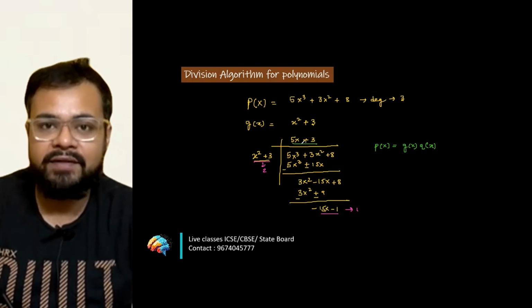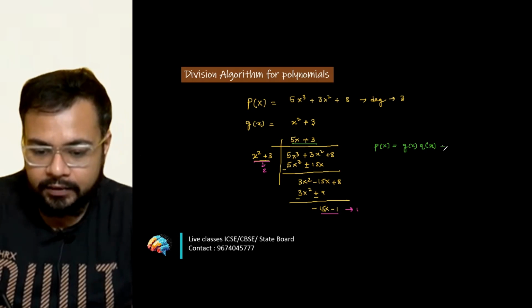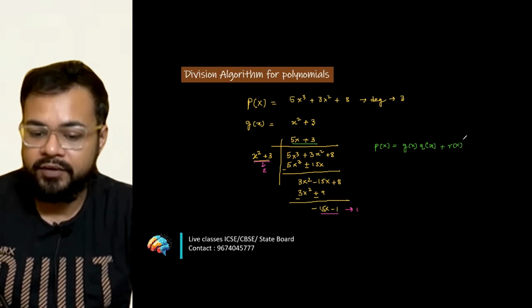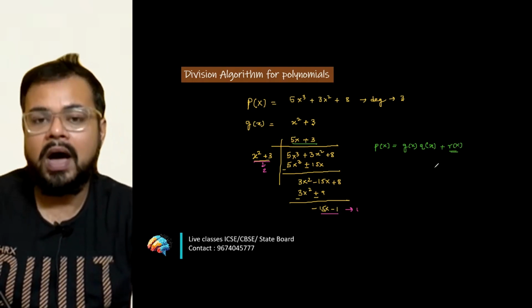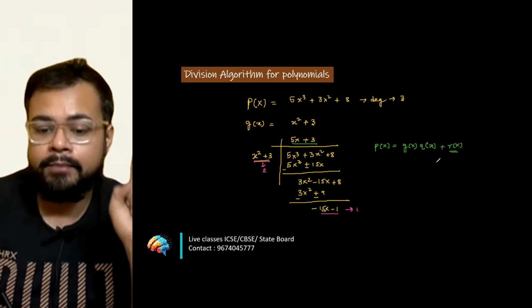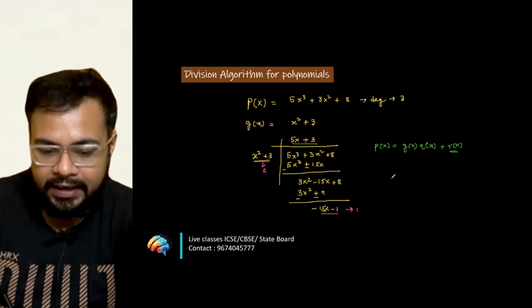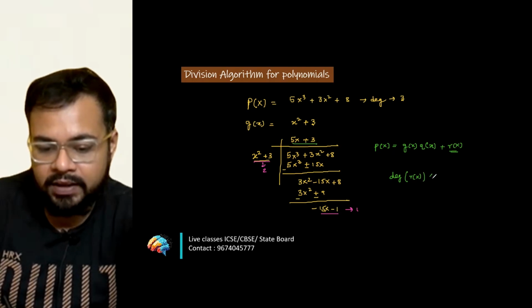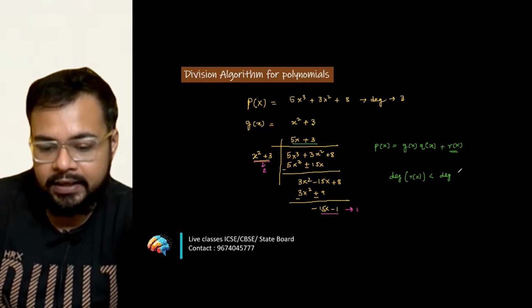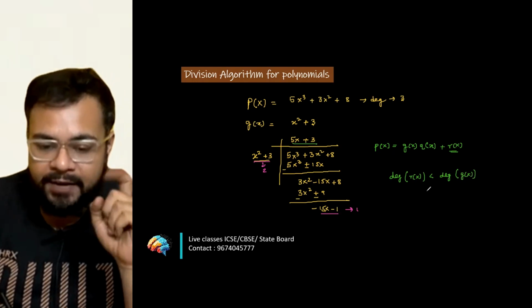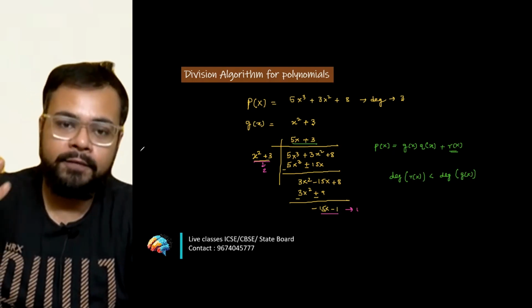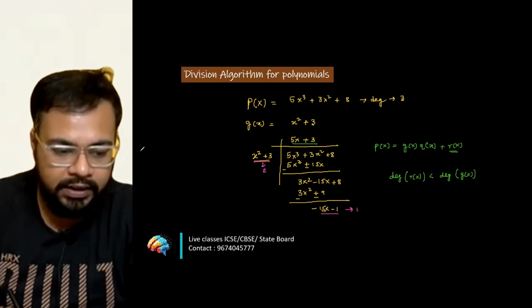Here it is 5x plus 3, and along with that you'll be getting a remainder, which is also a polynomial called r(x). One very important thing again to notice here: the degree of the remainder, r(x), should be less than the degree of the divisor, g(x). Keeping that in mind, I want to show you one thing that will lead us to the first theorem we are going to talk about, called the remainder theorem.